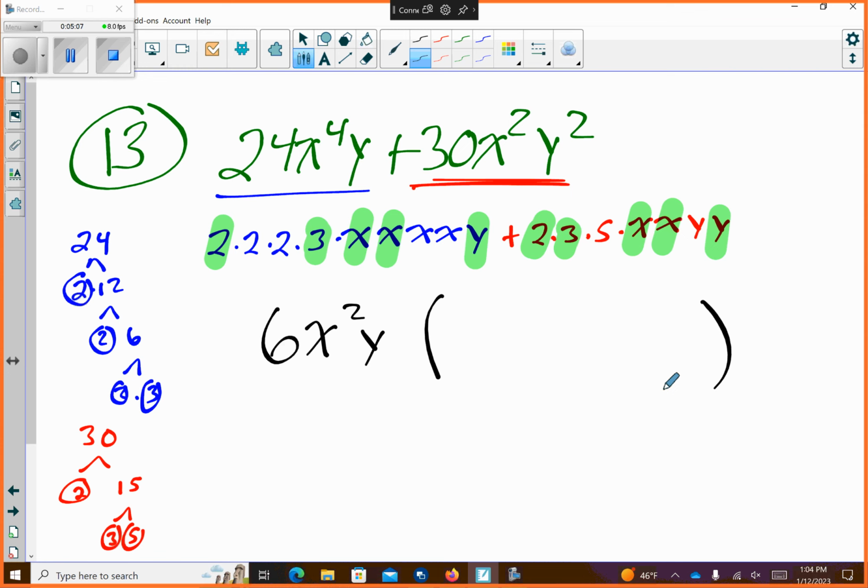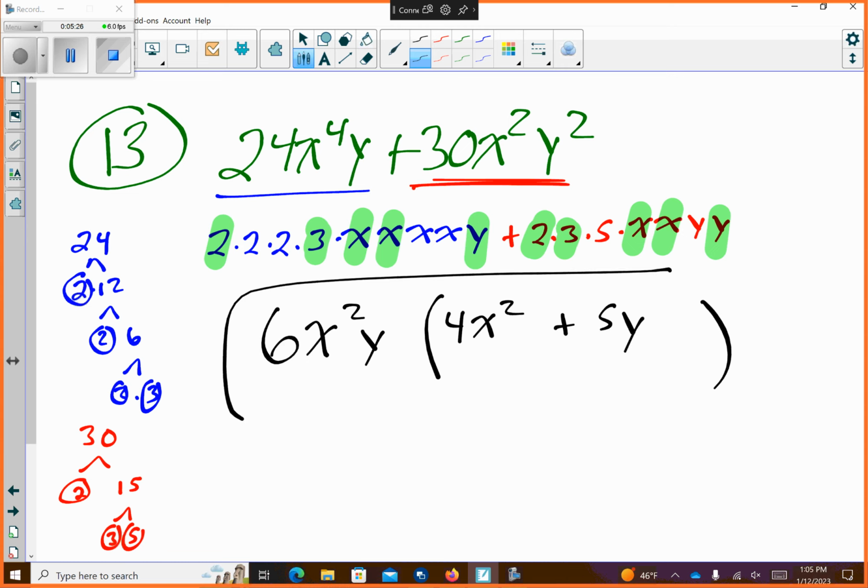It's okay if you go basic. So like 4x squared. Yeah, 4x squared. I have 2 times 2 x times x, which is 4x squared. What do I have left in the red? 5y. Friends, we just factored it.